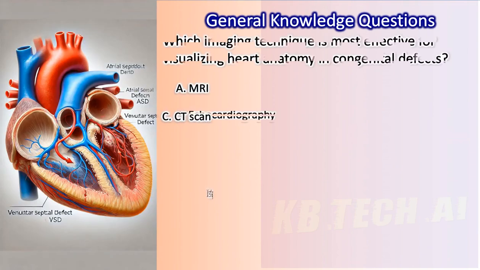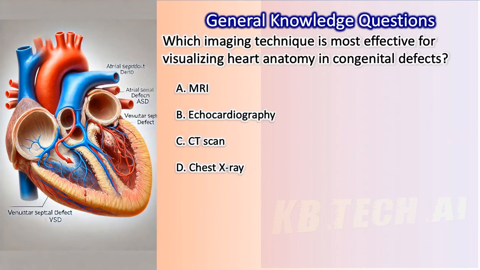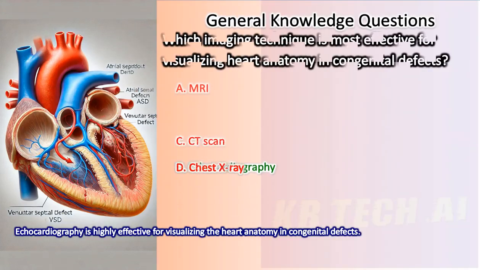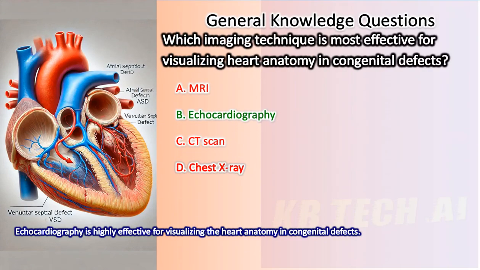Which imaging technique is most effective for visualizing heart anatomy in congenital defects? Option 1, MRI. Option 2, echocardiography. Option 3, CT scan. Option 4, chest X-ray. The answer is option 2, echocardiography.